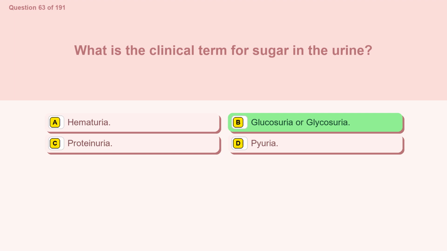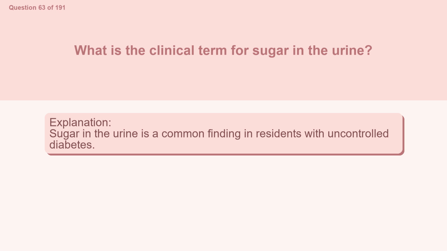The correct answer is option B. Glucosuria or glycosuria. Sugar in the urine is a common finding in residents with uncontrolled diabetes.